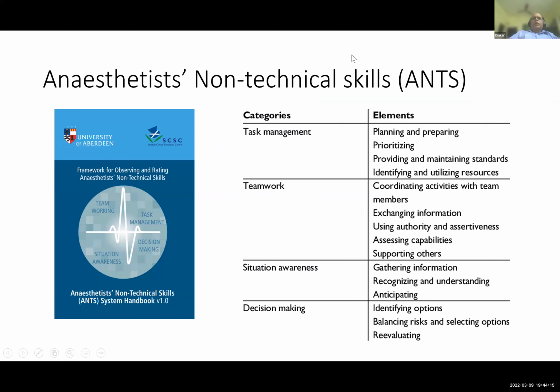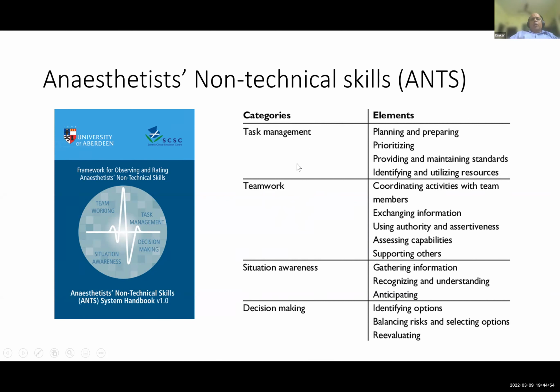Now, the anesthesiologists are the ones who took a lead in team training simulation for human factors, and this has been going on from the late 1960s onwards, in fact. And this is now a Bible as far as anesthesia is concerned for non-technical skills. It's called Anesthetists' Non-Technical Skills, which you can see has been produced by the University of Aberdeen and is universally used not only in the UK, but all around the world. They divide the non-technical skills into four major categories: task management, teamwork, situational awareness, and decision making. This is something I feel that all anesthesiologists have to be familiar with.